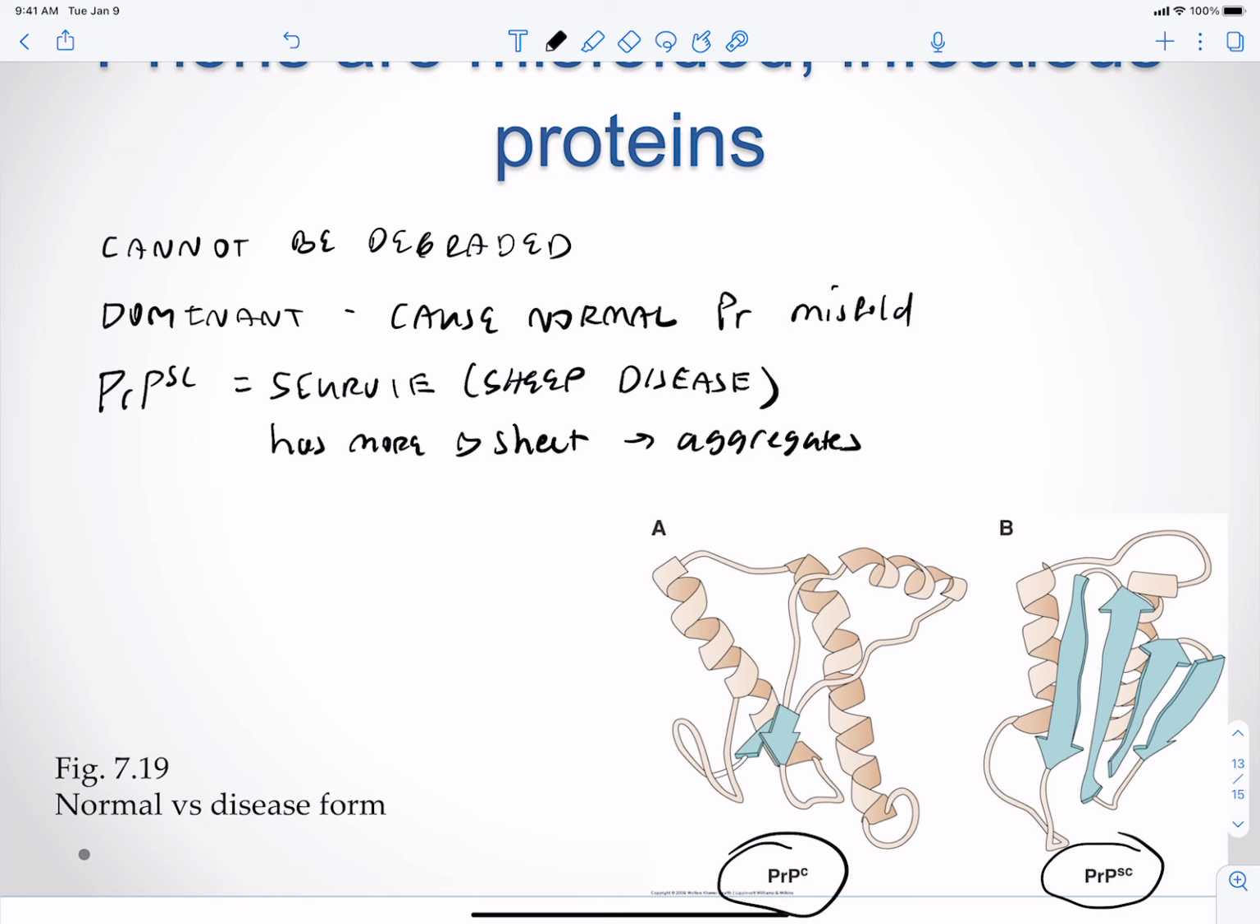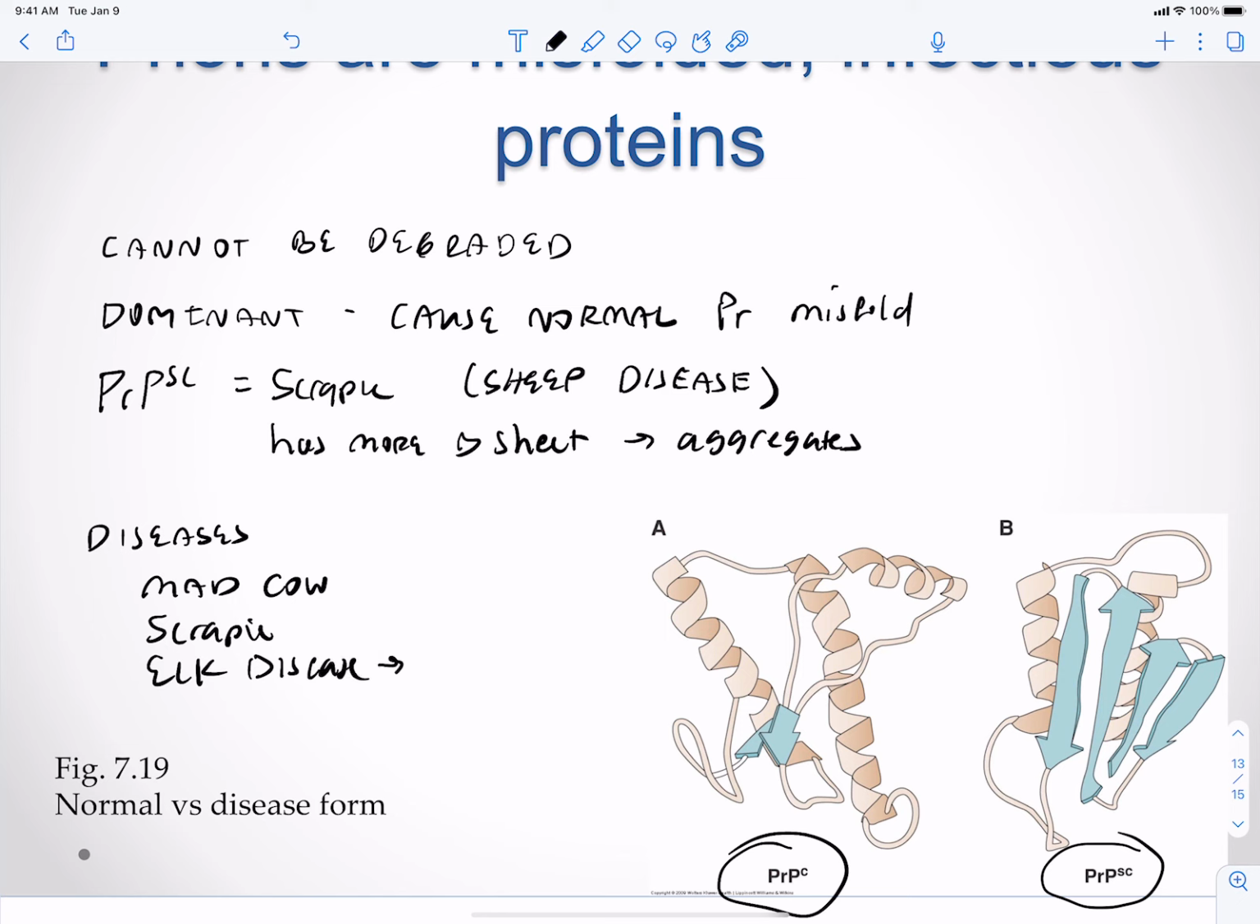You can also have genetic mutations that can increase chances of misfolding of proteins. Some neurodegenerative diseases associated with prion proteins, one of the famous ones is mad cow disease. We have scrapie that I just talked about. We have elk disease, which is associated with wasting, so skinny, poor little elk, and Creutzfeldt-Jakob disease for humans.